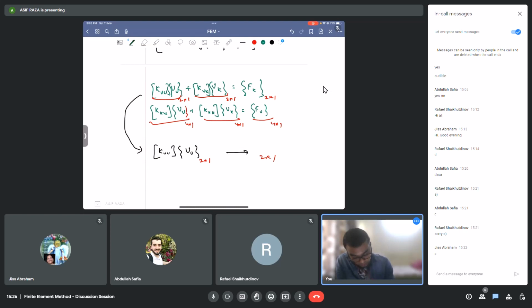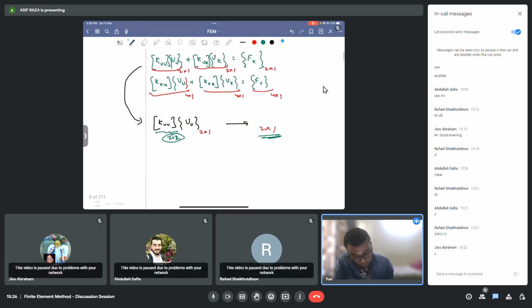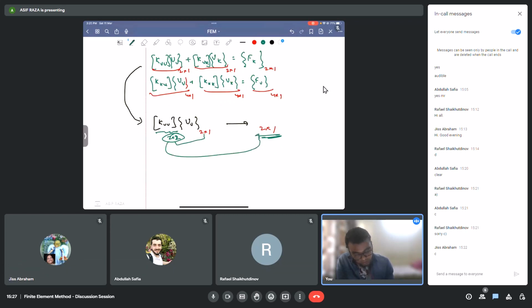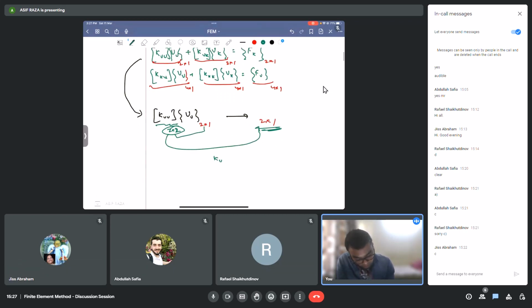So what should be here so that my result should be 2 by 1? Naturally it should be 2 by 2, right? 2 will contract with 2 and this 2 to give this result. So K_uu has a dimension of 2 by 2.